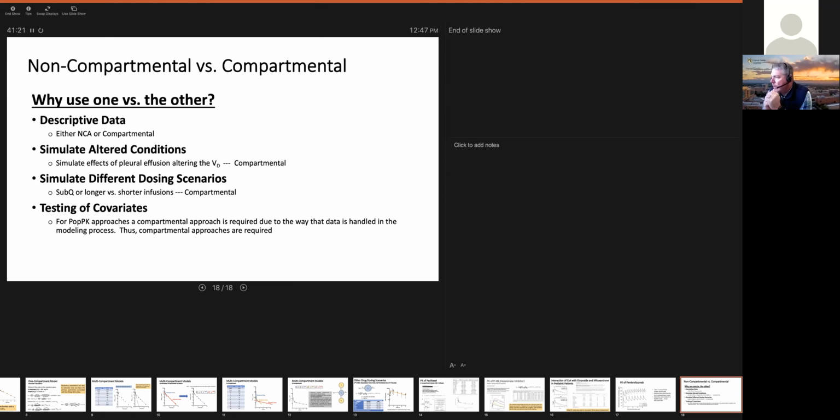So I'm going to wrap this up by talking about non-compartmental versus compartmental. Why use one versus the other? Well, for descriptive data, it doesn't really matter because you can calculate AUCs, you can calculate half-lives, and so on using either. So for descriptive data, either non-compartmental or compartmental can work.